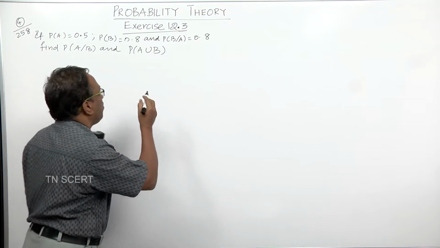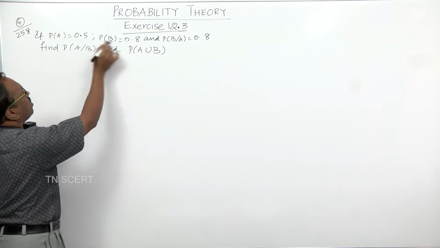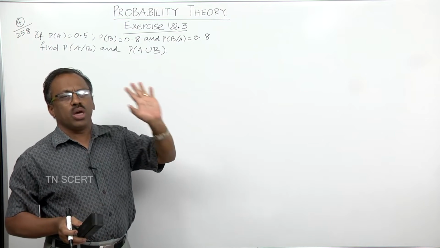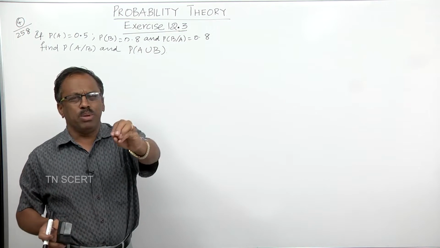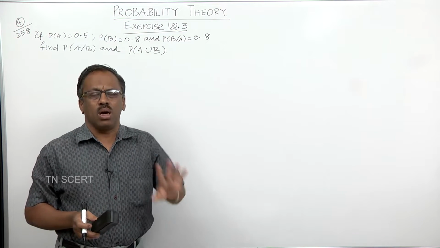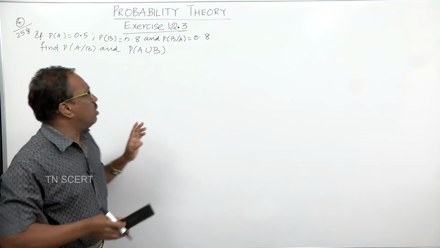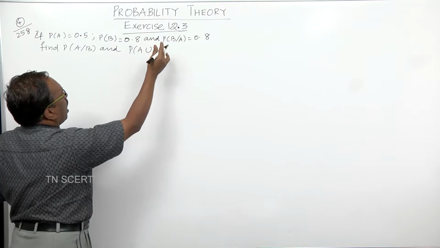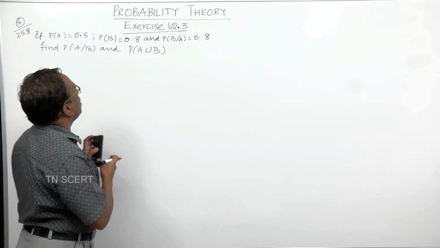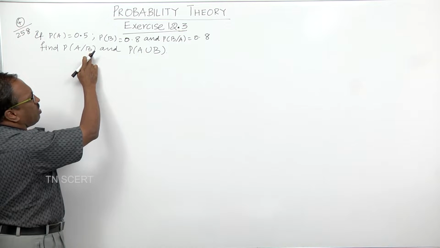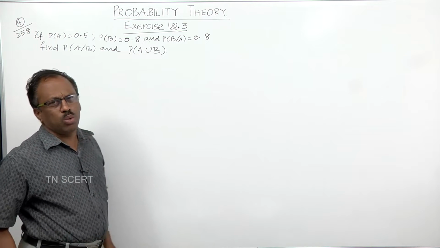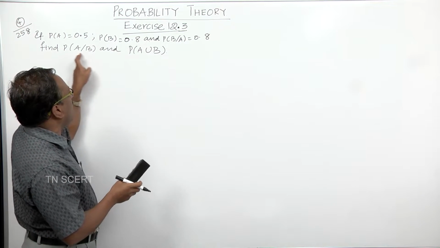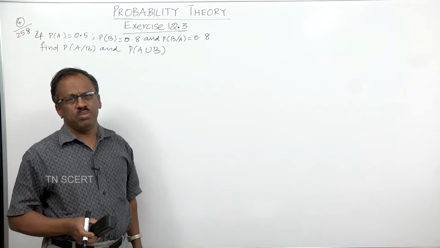This problem deals with only conditional probability. Once you know the conditional probability, this problem is simple. Within 2 minutes you can complete it. Probability of A is 0.5, probability of B is 0.8, and probability of B given A is 0.8. Find probability of A given B and probability of A union B. So, we have to calculate two things.